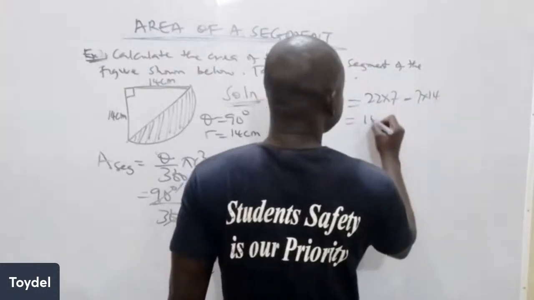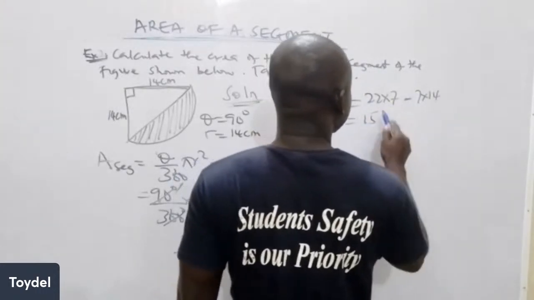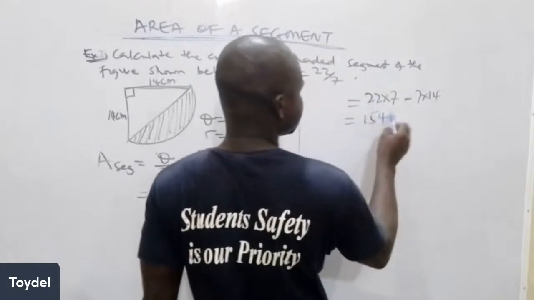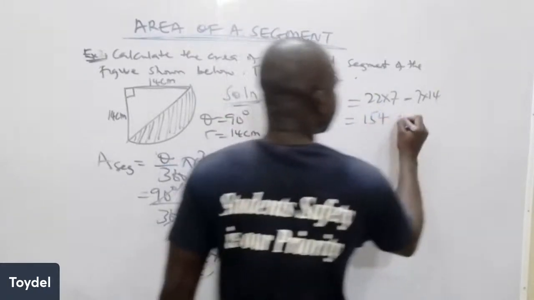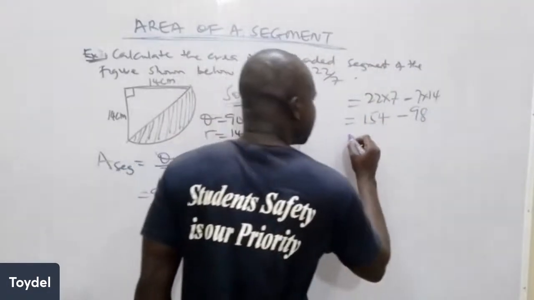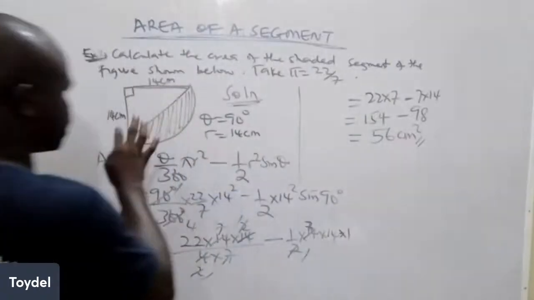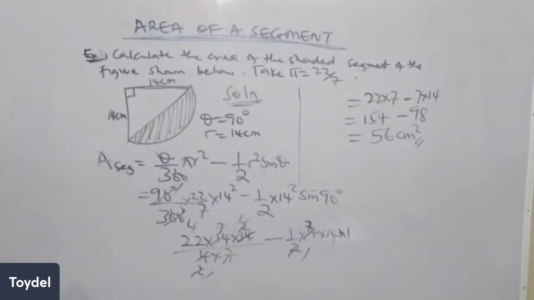So this is 154. 7 times 2 is 14, 14 plus 1 is 15. Minus, this is 98. 7 times 14 is 98. Then if you subtract the two, you are going to have 56 centimeters squared. So the area of this segment, this second example, is 56 centimeters squared.